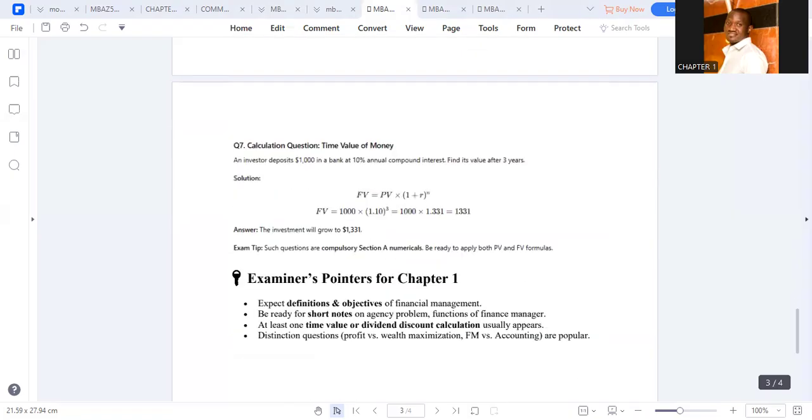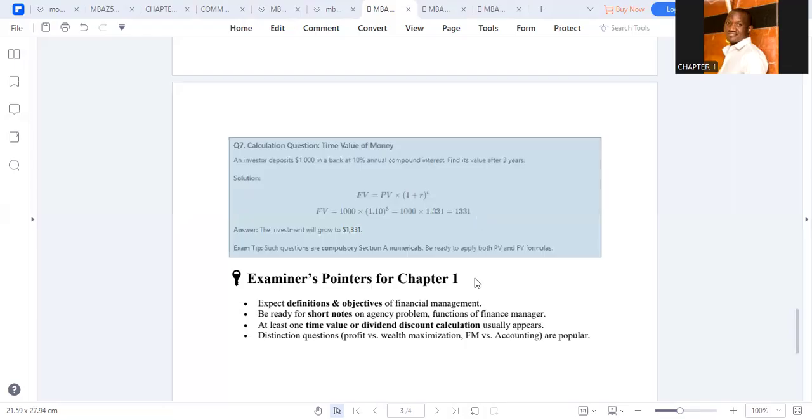Okay. So question number 7, an investor deposits $1,000 in a bank at 10% annual interest rate. Find its value after 3 years. So its future value is equal to present value times 1 plus r to the power time. So 1,000 times 1 plus r. So we're going to get 1,331. This is the future value, how we calculate the future value.